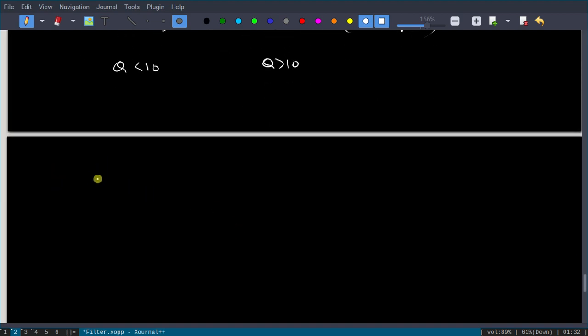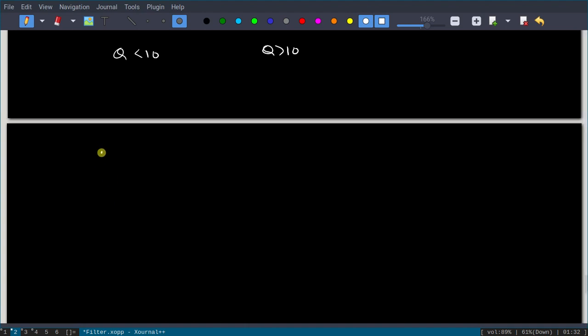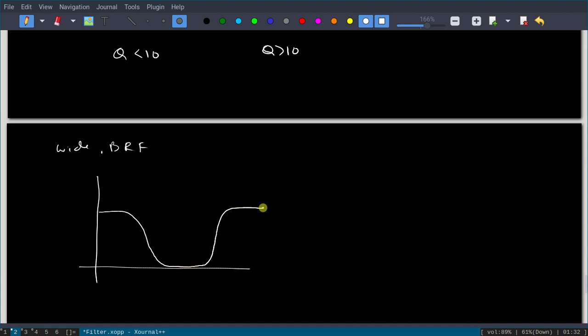So the general response of a wide band reject filter will be like this. There is one cutoff frequency here, which is nothing but a low pass filter, and the other is nothing but a high pass filter. So if you use a low pass filter and a high pass filter, you can realize a band reject filter, but how to connect the LPF and HPF is important.